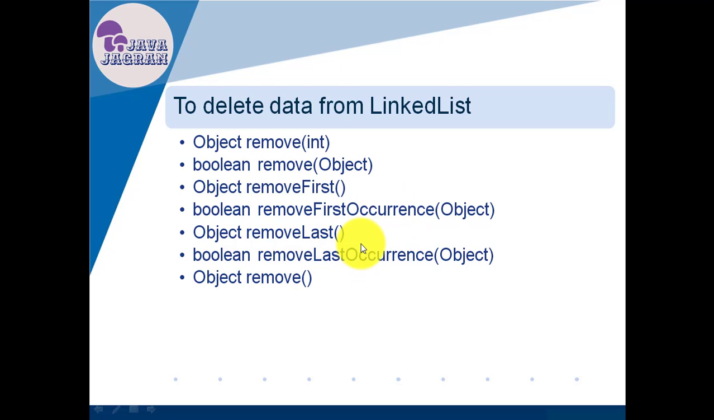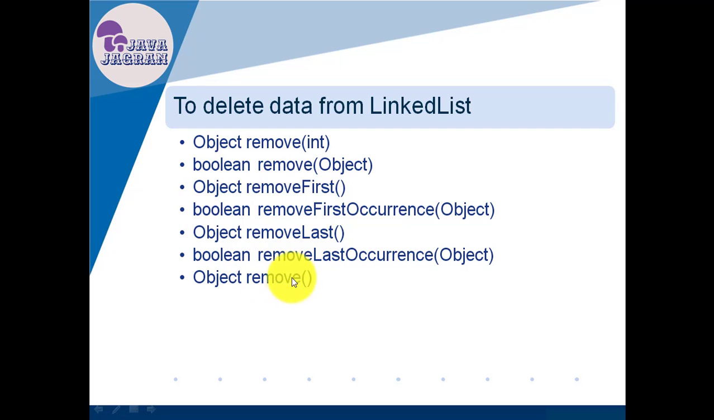Next one is removeLast. Same like removeFirst, removeLast will remove from the end of the list. The last element from the list it will remove and return that element. removeLastOccurrence will start searching from the last. removeFirstOccurrence starts searching from the beginning of the list, but removeLastOccurrence starts searching from the end of the list, and wherever it finds the first occurrence from the last, it will remove that object and return true. If it's not finding that object, then it will simply return false.